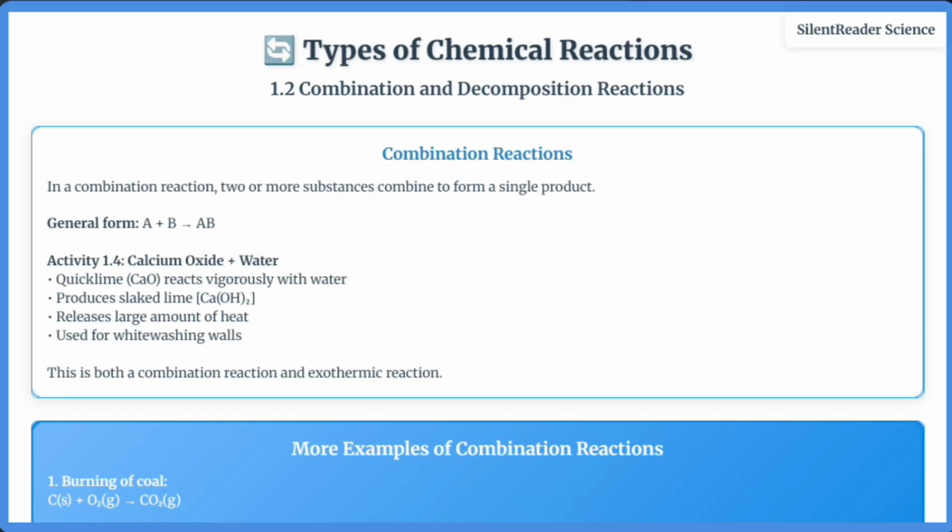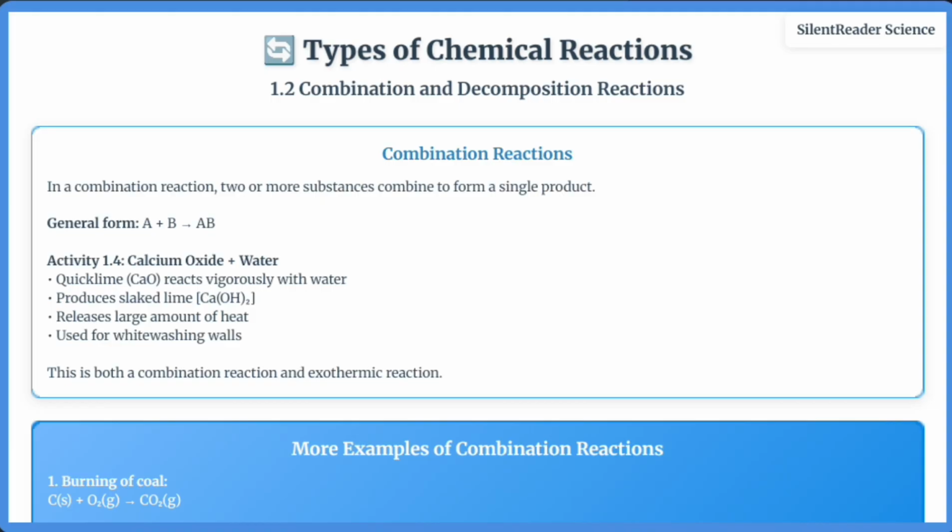Chemical reactions can be classified into different types based on how reactants transform into products. In combination reactions, 2 or more substances combine to form a single product. The general form is A + B yields AB. When calcium oxide reacts vigorously with water to produce calcium hydroxide, this is both a combination reaction and an exothermic reaction that releases heat. Burning coal, formation of water, and respiration are all examples of combination reactions.